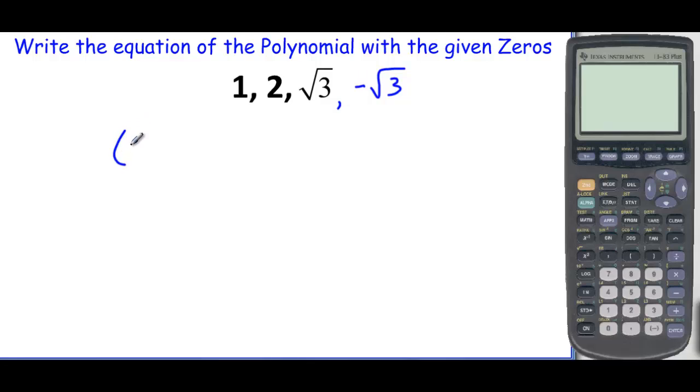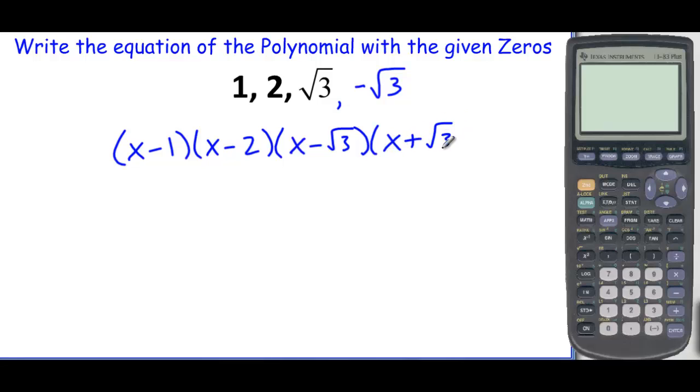So what would you do in this case? x minus 1, x minus 2, x minus root 3, and if it's a minus root 3, it'd be x plus root 3. Okay, you could do a couple different things. This becomes x squared minus 3x plus 2 if I was to FOIL and distribute that out and combine like terms. These two become an x squared. Okay, let's see what we get.